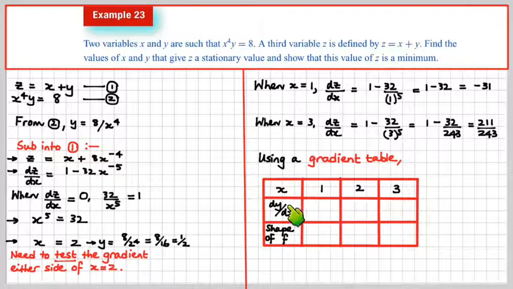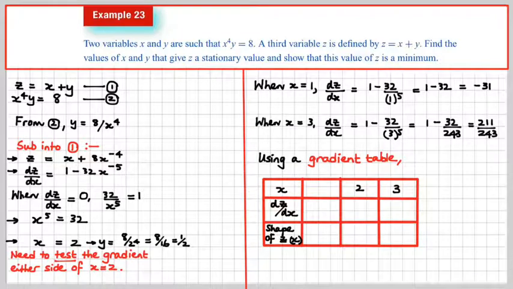Wait a minute. Abracadabra, I just fixed something up there. I had the wrong notation. It's dz/dx, not dy/dx. I'm such a duffer. And then, okay, what's this? The shape of z as a function of x. Yeah, let's go for it now and see what we can do with it, okay?